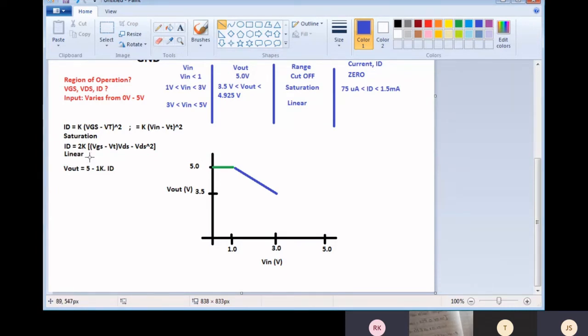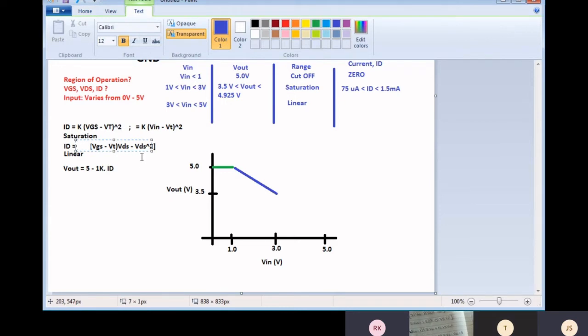As a habit, I wrote it off. Let me correct it. That will be k times 2 VGS minus VT the whole square. This is how it will come.